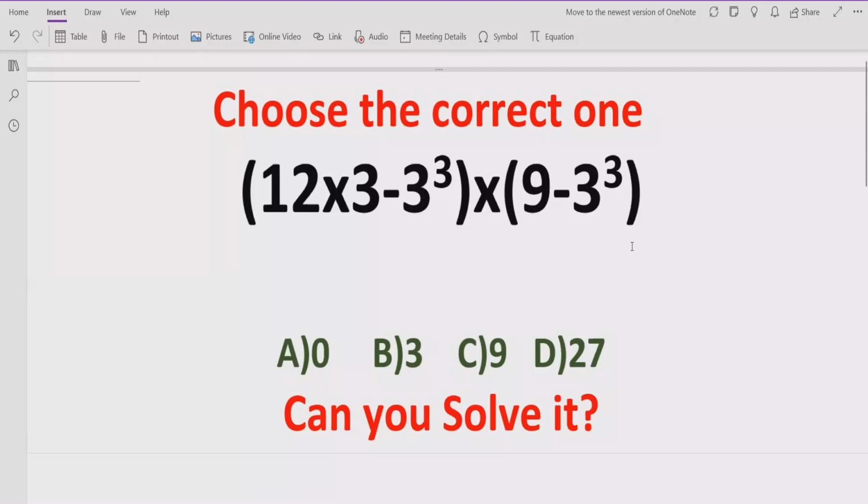Today we will solve another quiz which is related to arithmetic equation. The quiz contains the basic operations minus and multiplication. So we have to solve this quiz using the PEMDAS and BODMAS method and find out the correct answer. In the answer list we have four answers. A is 0, B is 3, C is 9 and D is 27. So let's see after solving it which answer is correct.